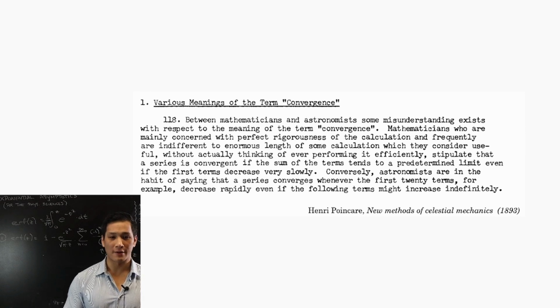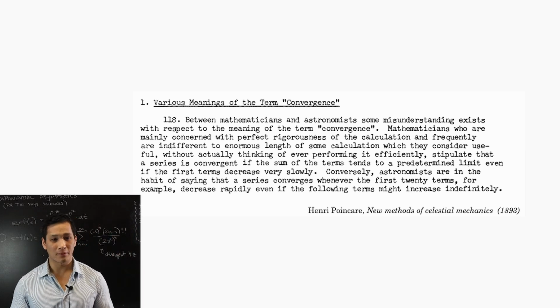term convergence. Mathematicians, who are mainly concerned with perfect rigorousness of the calculation and frequently are indifferent to the enormous length of some calculation which they consider useful without actually thinking about performing efficiently, stipulate that a series is convergent if the sum of the terms tends to a predetermined limit, even if the first terms decrease very slowly. Conversely, astronomers are in the habit of saying that a series converges whenever the first 20 terms, for example, decrease rapidly, even if the following terms increase indefinitely.